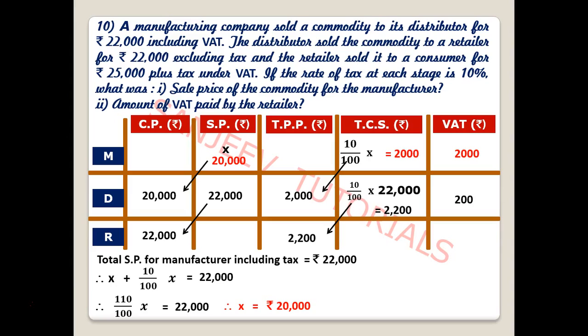Retailer selling price is 25,000. Tax collected on sale will be 10% of 25,000, that is 2,500. So the VAT paid by retailer will be rupees 300.